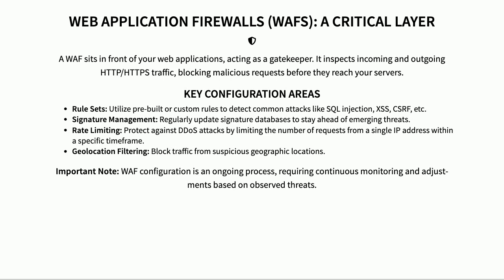Rate limiting is also key. It prevents things like DDoS attacks by stopping a single source from overwhelming your system. Finally, geolocation filtering can help block traffic that's suspicious based on where it's coming from. Remember, WAF configuration isn't a one-time thing. You need to keep an eye on it and adjust as new threats pop up.